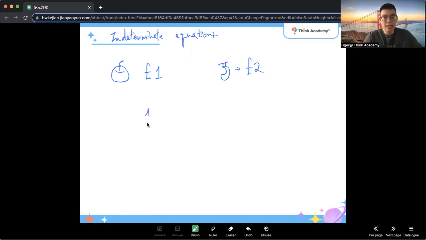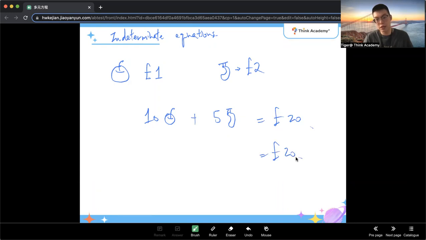So if I have 10 apples and, well, let's say 5 bananas, how can I change the number of apples and bananas without changing the total value of them? So now it's going to be £10 and £10, which is £20, right? So given that it's still £20, how do I change the number of the apples and the bananas?